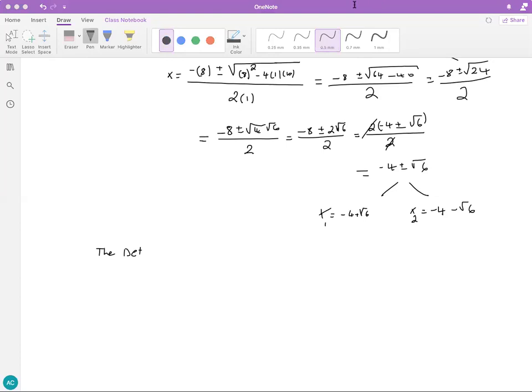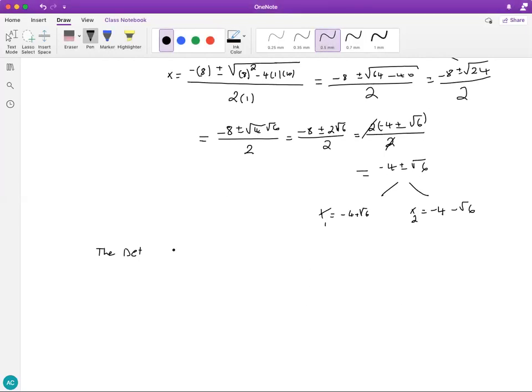Let me see what exactly it's called. The symbol is delta, and it's called the determinant because we use it to determine whether we have solutions and how many solutions we have. You probably have heard of it before.